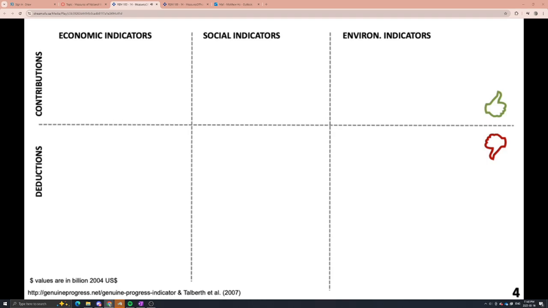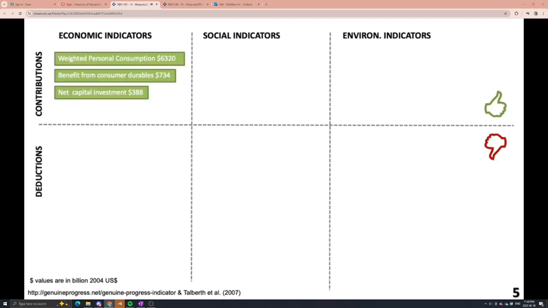So to capture economic factors that contribute to the welfare of a nation's GPI, we've got personal consumption, the benefits from consumer durables, and net capital investments. The consumption and investment terms we know already from the GDP. The benefits from consumer durables relates to the benefits that we get from equipment like cars, washing machines, stoves, or fridges that require a big investment up front, but then contribute to our welfare for many years.